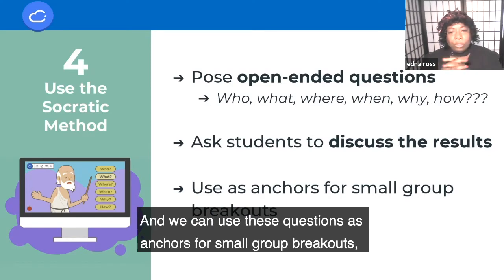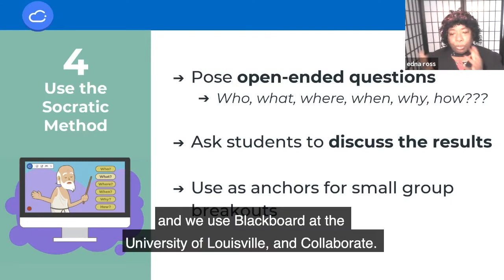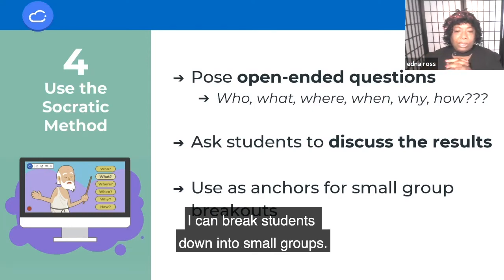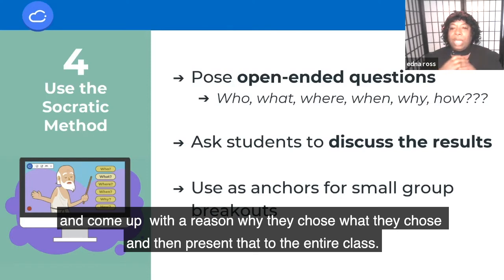And we can use these questions as anchors for small group breakouts, whether online or face-to-face, because depending on your LMS system, and we use Blackboard at the University of Louisville, I can break students down into small groups, or with teams, I can break them down into small groups, and they can discuss their responses and come up with a reason why they chose what they chose, and then present that to the entire class.